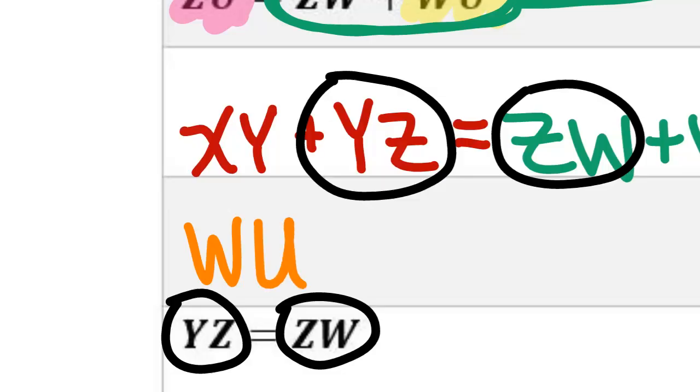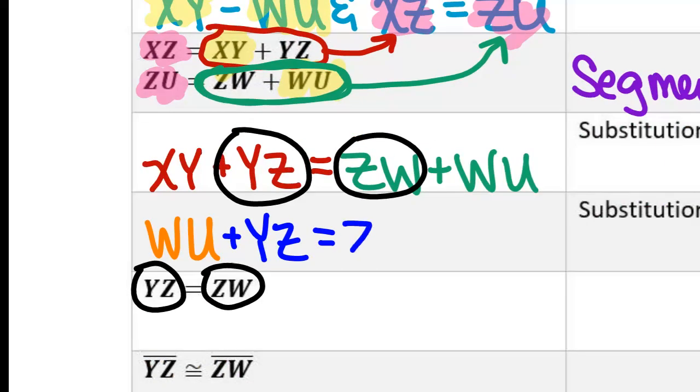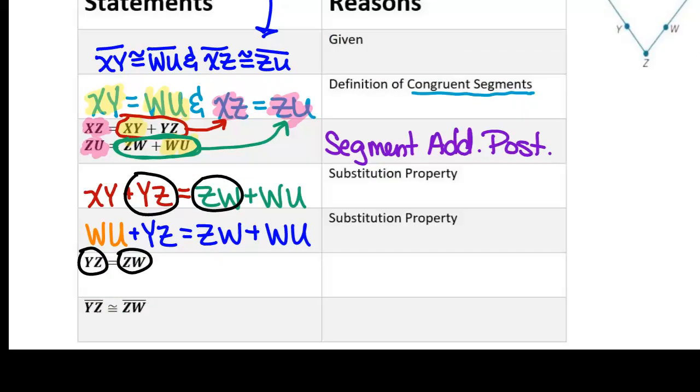WU plus YZ equals ZW plus WU. We made a substitution here. And now why would I be allowed to get rid of WU on both sides? Subtraction property of equality.